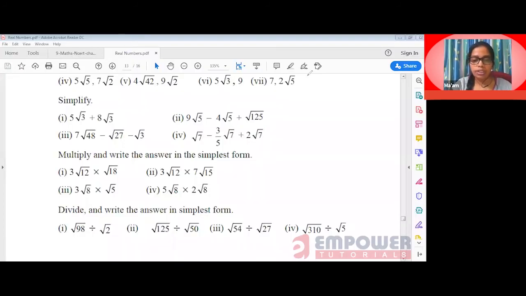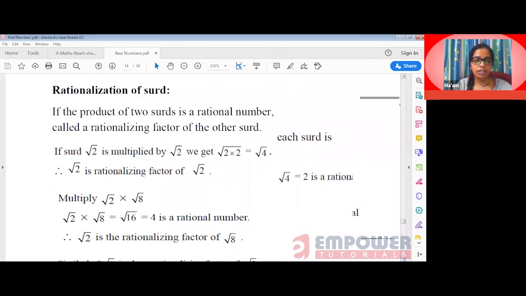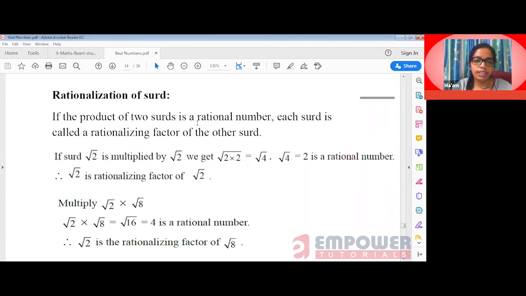So now what do you mean by rationalization? Rationalization of irrational number. What you have to do is convert an irrational number into rational form. So, rationalization of surd: if the product of two surds is a rational number, each surd is called the rationalizing factor of the other surd. If surd root 2 is multiplied by root 2, we get root 2 into root 2, root 4, which is a perfect square. So you can write root 4 in the form of 2, which is a rational number.